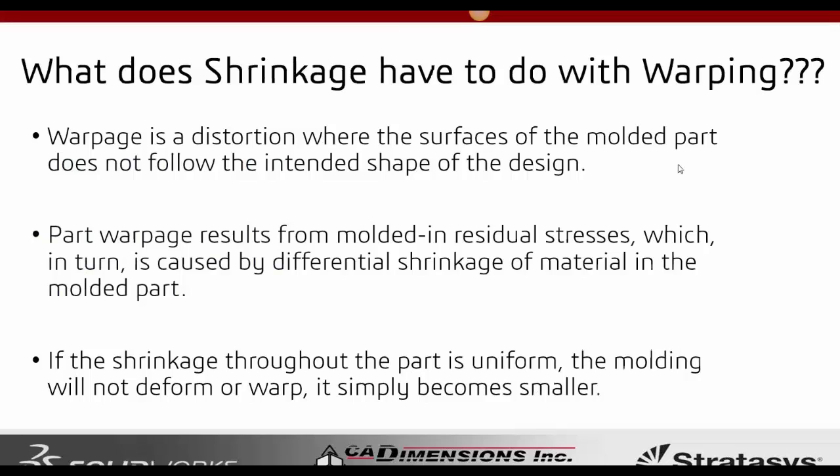Well, warping itself is a distortion of the surfaces that does not follow the intended shape of the design. So you cut steel, cut your metal, basically your mold, to create a plastic part that has typically a linear shape. So it's either a cylindrical surface or has straight lines, and your part starts to warp as it's ejected from that injection mold or from the cavity.